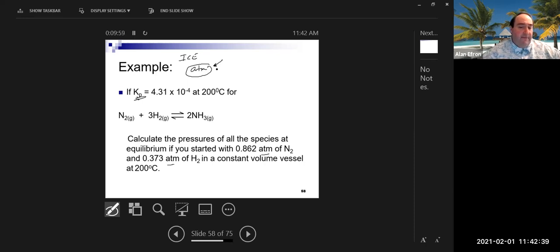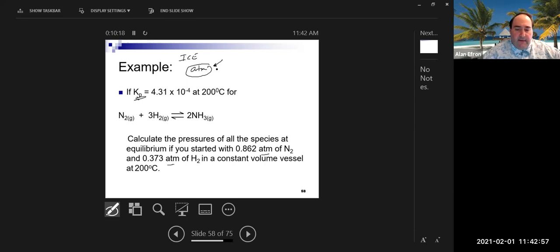You want to make sure that it's definitely in atmospheres. Even in a question where they may not give it to you in atmospheres or want the answer in atmospheres, if the way you need to solve that problem is to use an ice table, you should make sure that they are in atmospheres. Otherwise, you will end up with the wrong answer. Sometimes people run into a little bit of trouble with that.